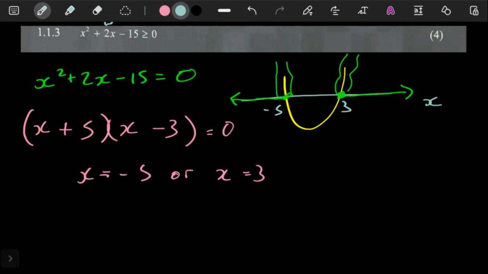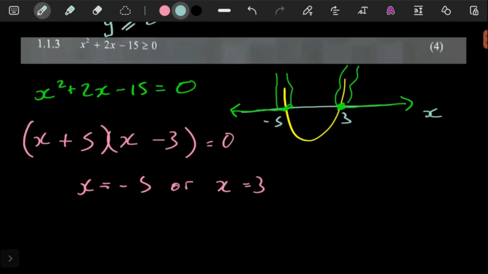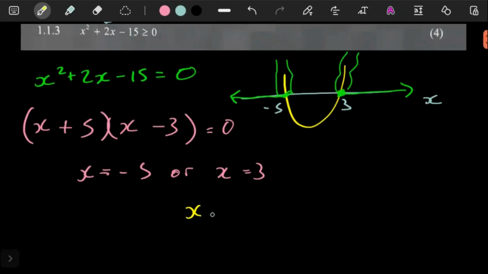So it says here, where is this graph bigger or equal to 0? We know it's bigger or equal to 0 starting from this x value going to the left, and starting from this x value going to the right. So the way you're going to answer this question, you're going to say your x values are smaller or equal to -5, or those same x values are bigger or equal to +3, like that. You see, this is going to give you 4 marks. After getting your 4 marks, you are going to move on to the next question.